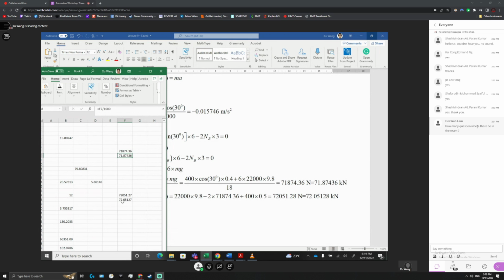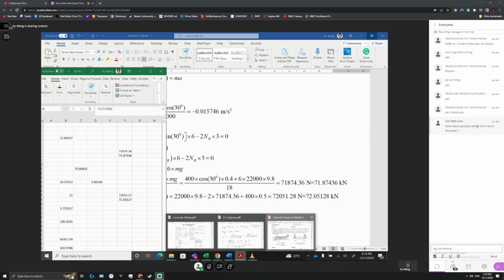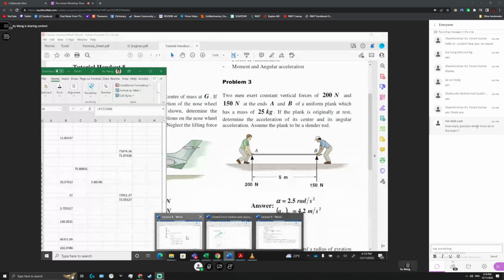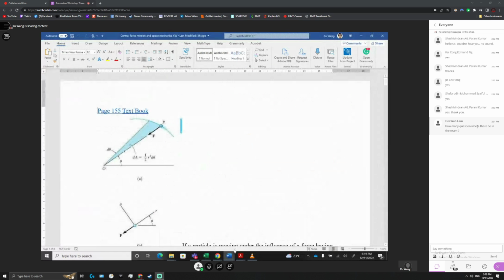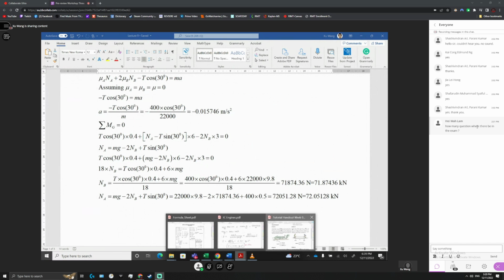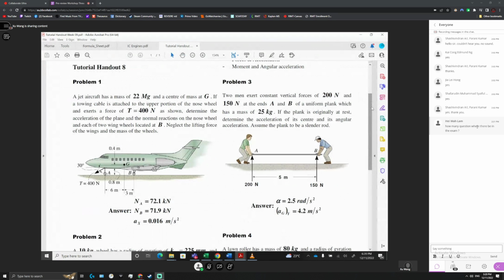So 71.8, 72, and we get 71.9 and 72. That's right, very close. And for the acceleration, we get approximately 0.016, right? This is pointing in the left-hand side direction, that's why it got the negative. Okay, then we go to the next question. Question 2 for the lecture for week 9.